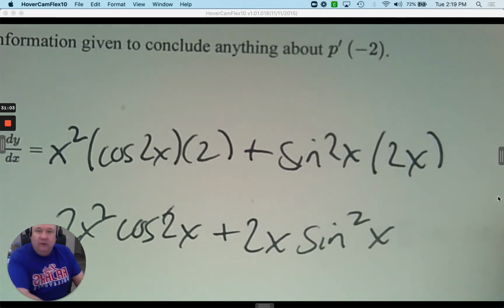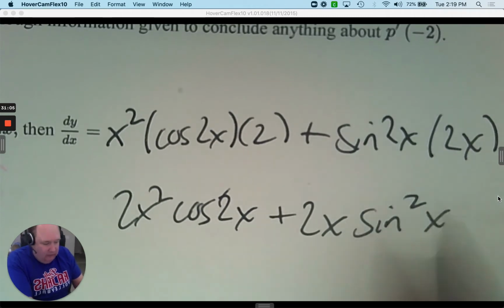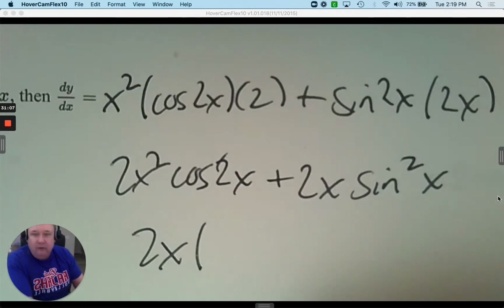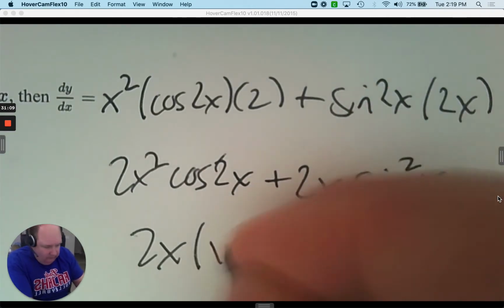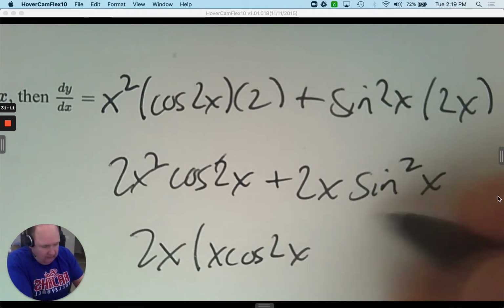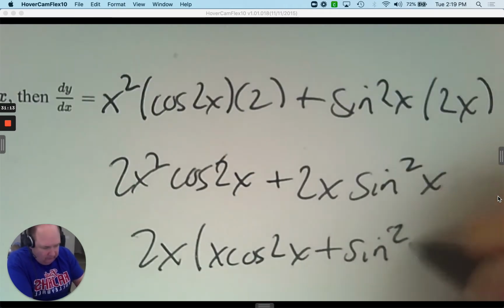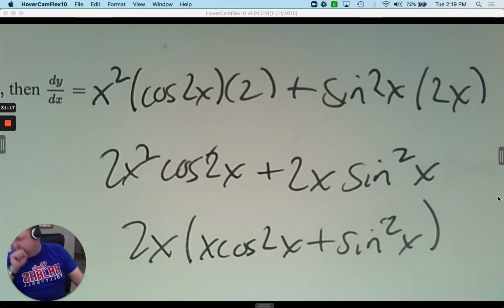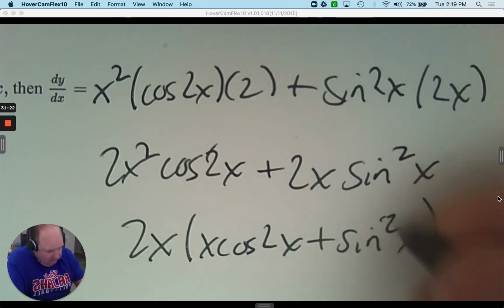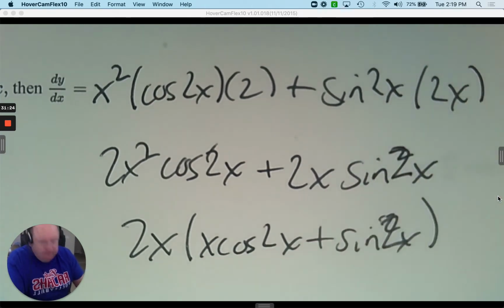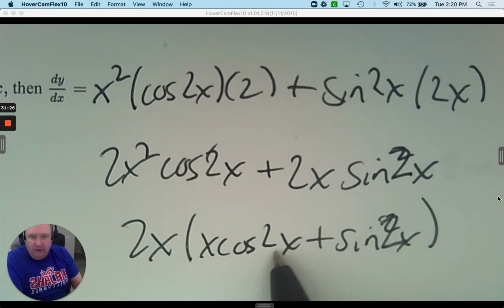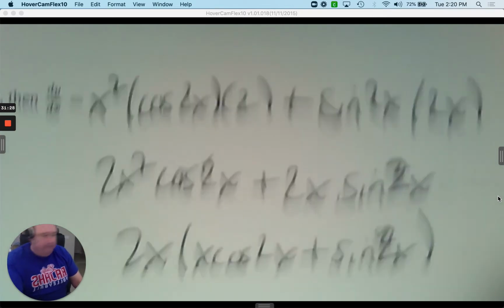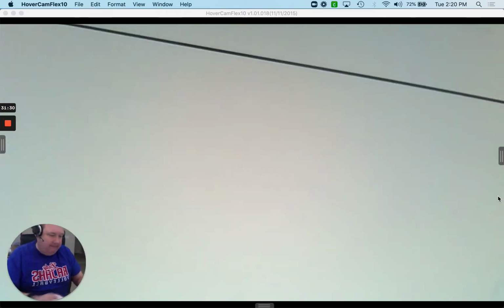In the answer, they factored out 2x. So if you factor out a 2x, you have 1x cosine 2x, and then you just have plus sine 2x, I mean. That's not squared, that's 2. So x cosine 2x plus sine 2x. That answer matches with E.